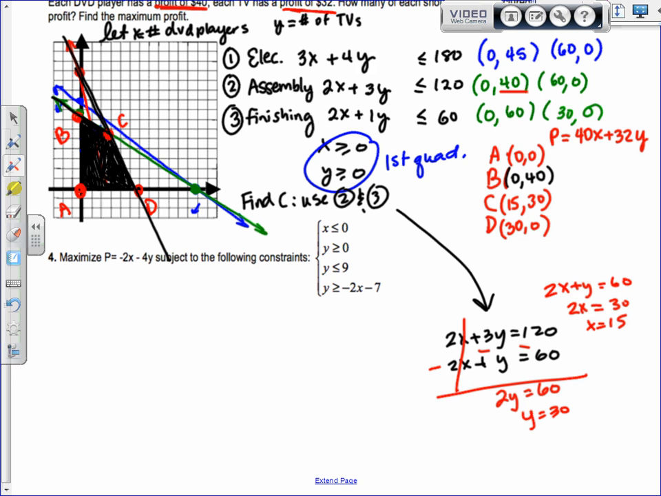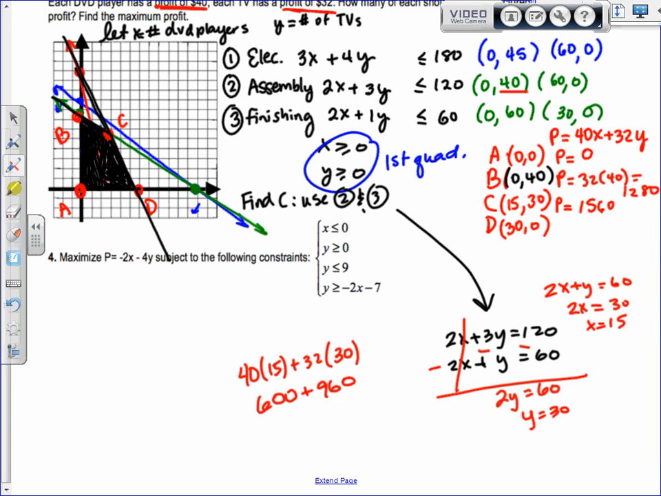All right, so here we go. If I plug into the profit equation, I get P equals, so I'm plugging in 0 and 0, so I get 0. The next one, I'm plugging in 40 for Y, so I have 32 times 40. So let's see, 64 would be multiplied by 2, so 128, so 1280. You guys get 1280? Running out of room. The next one, I'm going to plug in 15 for X and 30 for Y. So I get 600 plus 960. All right, so 1560.